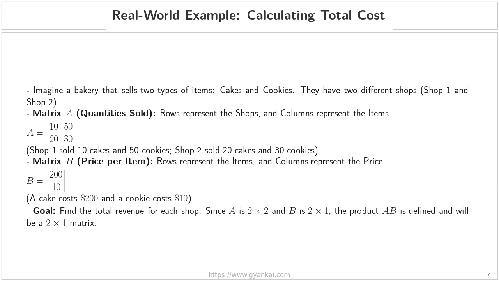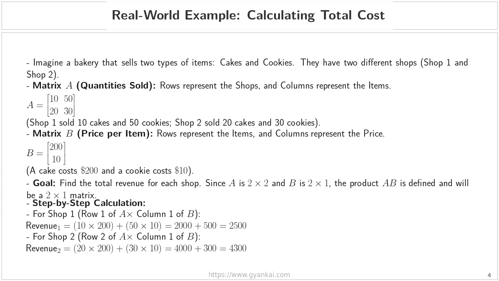Before we proceed with the math, let us apply the golden rule of compatibility that we learned in slide 2. Matrix A is a 2x2 matrix, and matrix B is a 2x1 matrix. Because the number of columns in matrix A matches the number of rows in matrix B, both being 2, the multiplication is mathematically defined. Furthermore, the resulting matrix, which we will call matrix C, will take the outer dimensions, making it a 2x1 matrix. Let us now perform the step-by-step calculation using the row-by-column method.